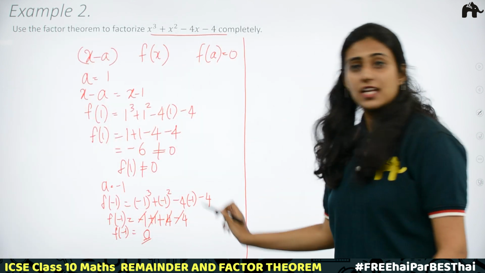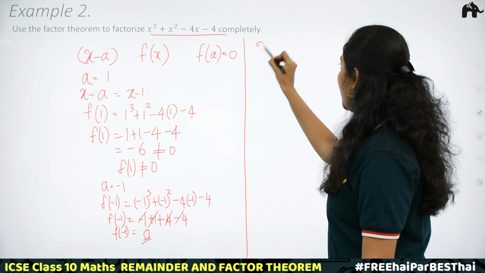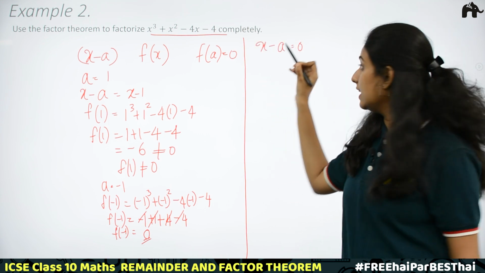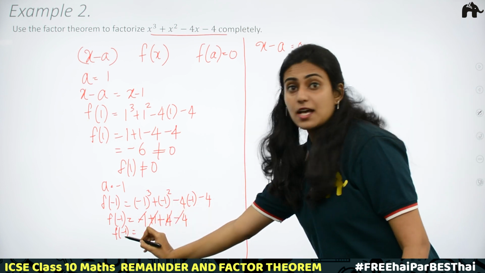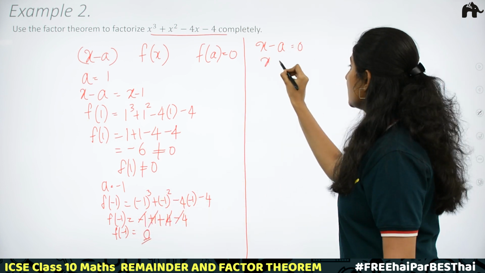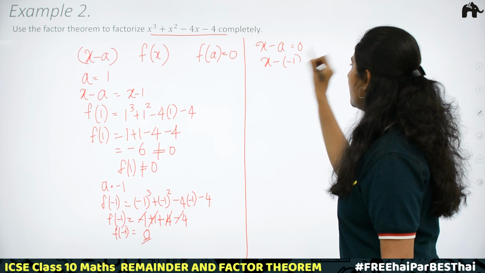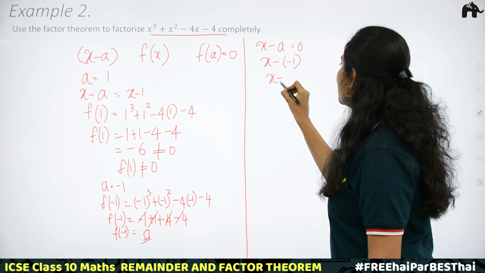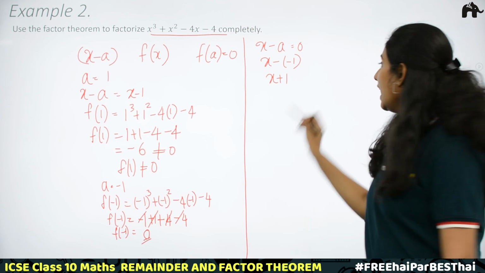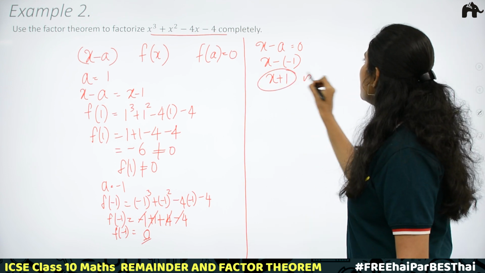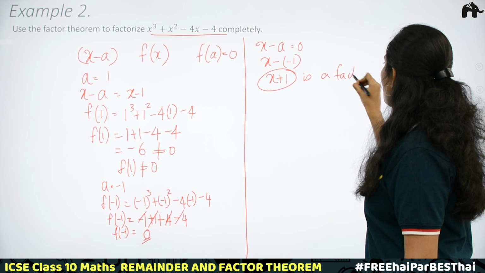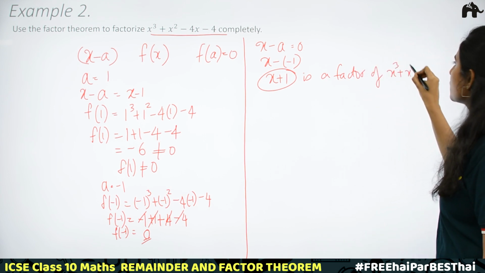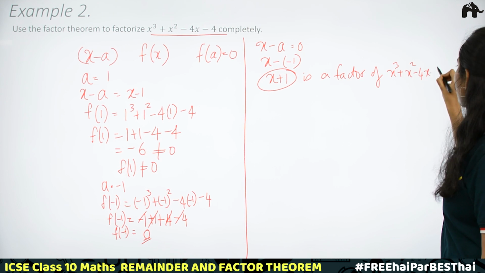If f of minus 1 is equal to 0, x minus a is a factor. Here, the value of a is minus 1. That is, x minus of minus 1 is a factor. That is, x plus 1. X plus 1 is a factor of x cube plus x square minus 4x minus 4.